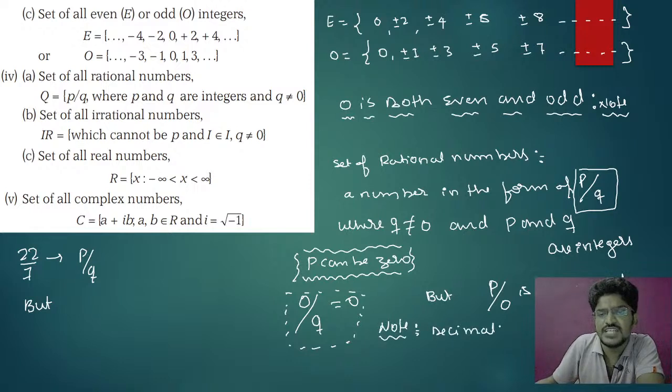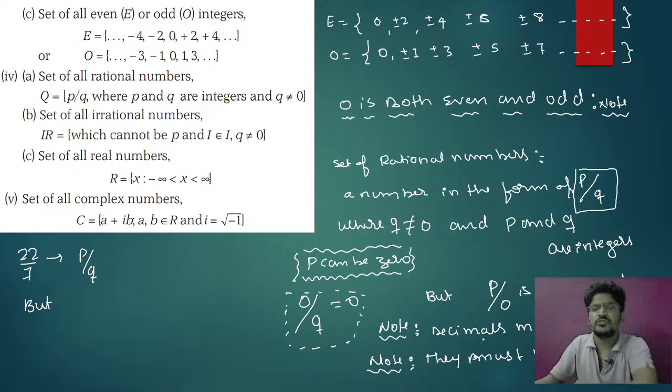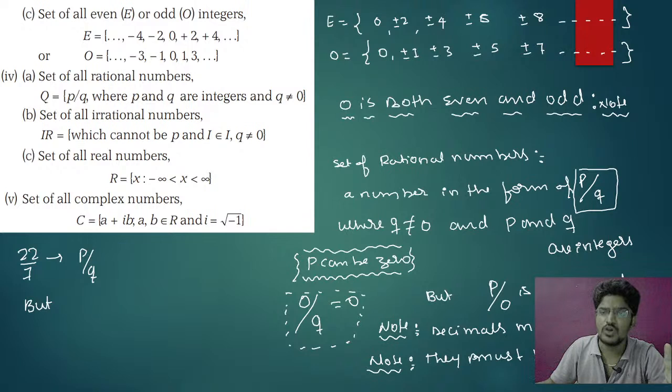Decimals must end. This is the first note. Suppose if they are not going to end, they must have a pattern. If the decimals end, it is called rational. If they have any pattern, then also they are called rationals.